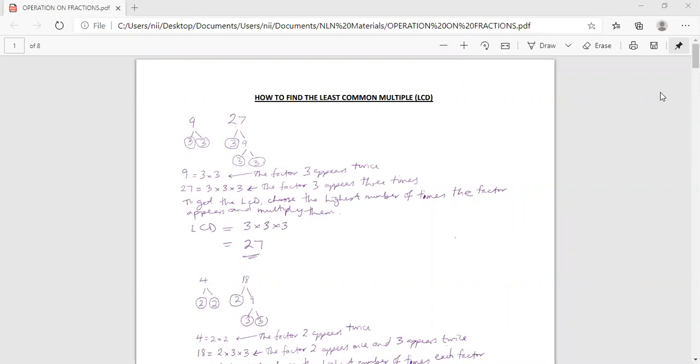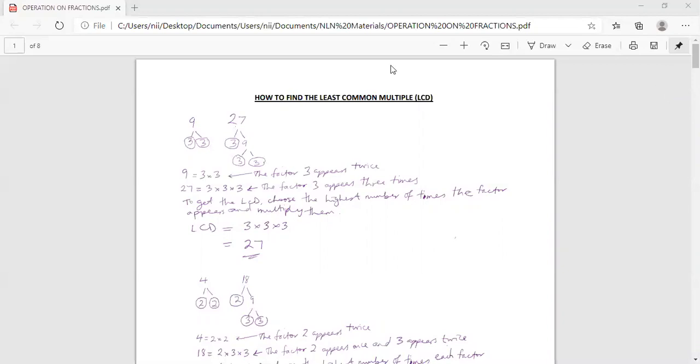In this video, I want to explore how to find the least common multiple, what we call the LCD. So when do you need the LCD? You need the LCD when you want to add fractions or subtract fractions. That's when you need the LCD. So take note of that. Addition and subtraction of fractions.